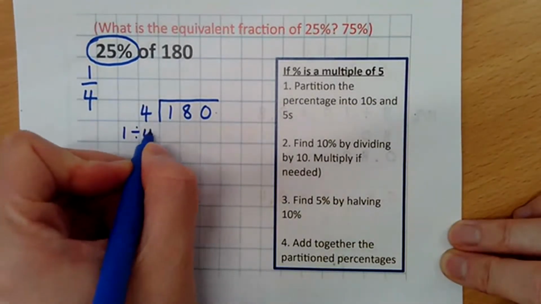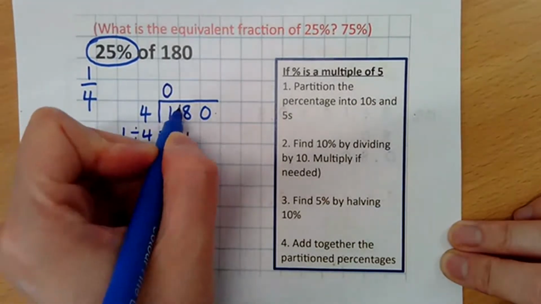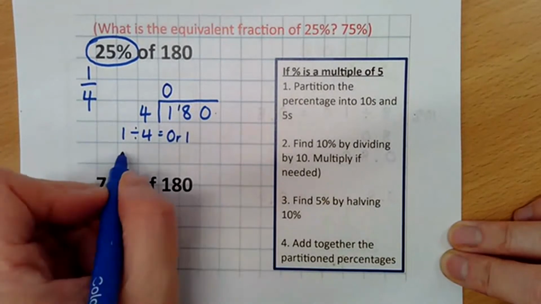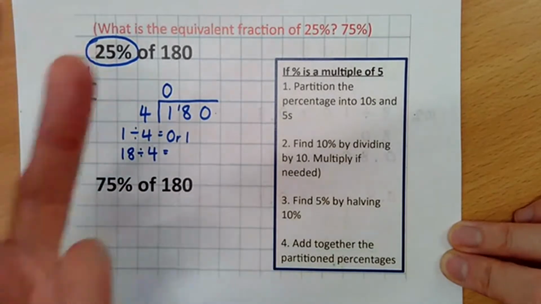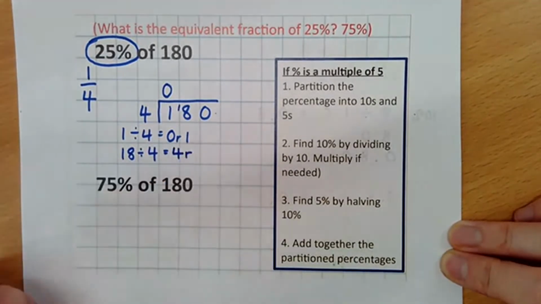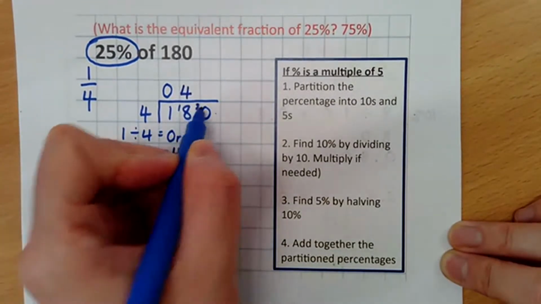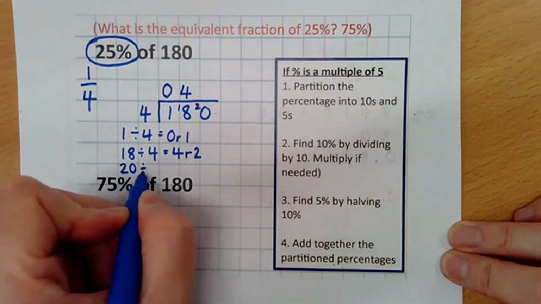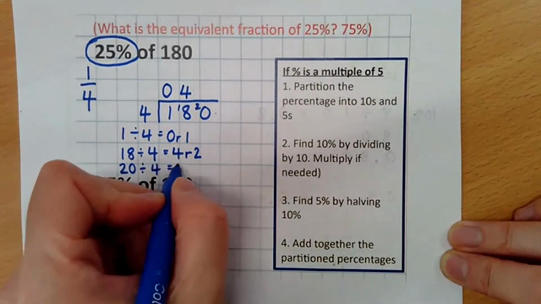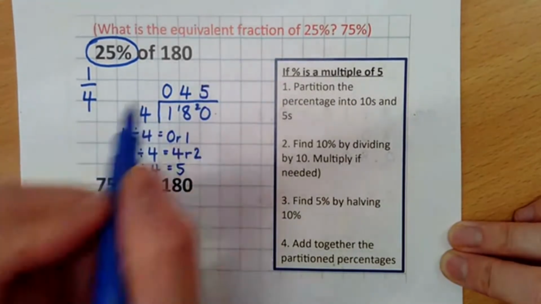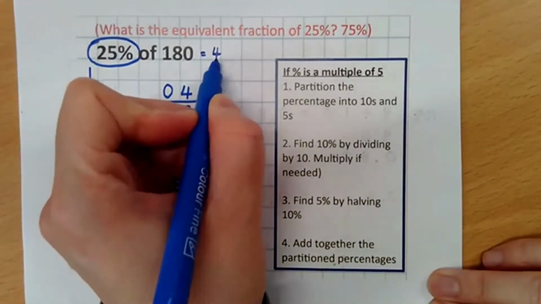1 divided by 4 equals 0, remainder 1. So I'm going to place 0 here and I'm going to regroup my 1. This becomes 18. So 18 divided by 4 equals 4, 8, 12, 16. 4, remainder 2. Good. So I'm going to place my 4 at the top and I'm going to regroup my 2. Excellent. And that becomes 20 divided by 4 equals 4, 8, 12, 16, 20. That's 5. And so 1/4 of 180 equals 45.